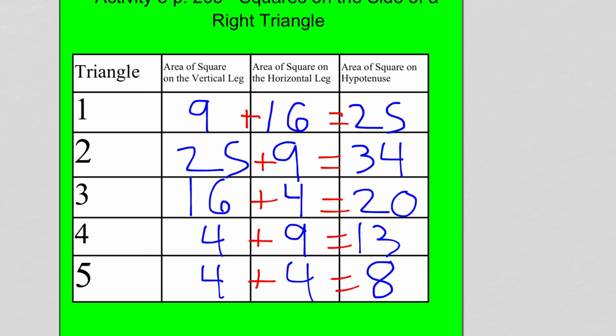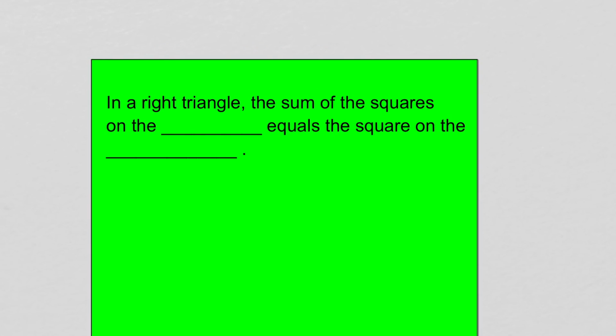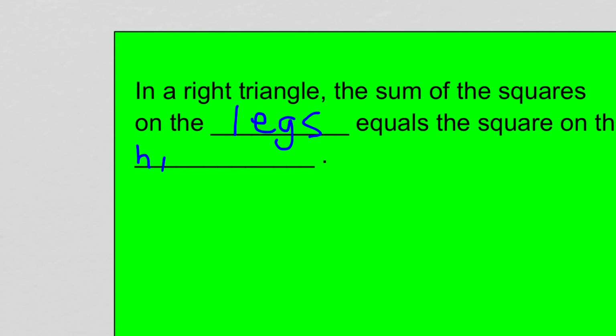What you get here is that if you take the square on the vertical and the square on the horizontal, add them up, you will get the square of the hypotenuse. The sum of the squares of the legs equals the square of the hypotenuse. This is a very famous math equation. So in a right triangle, the sum of the squares of the legs equals the square on the hypotenuse.